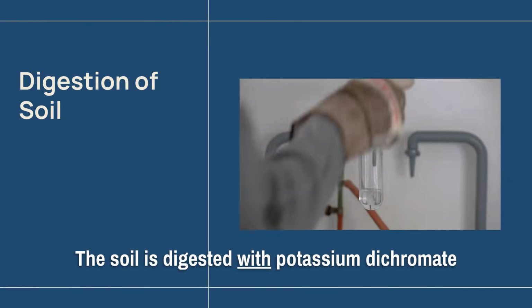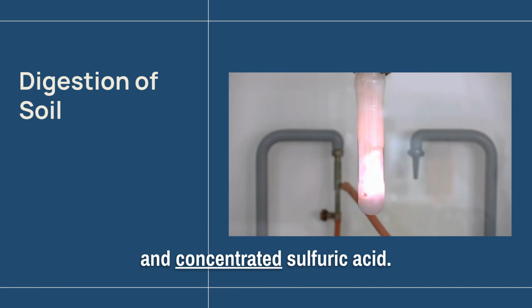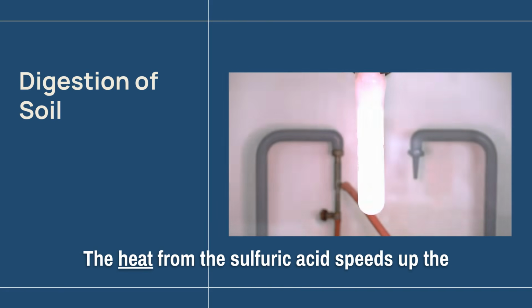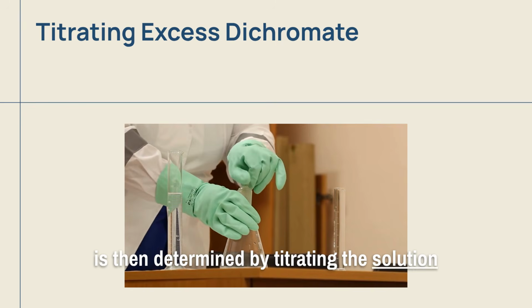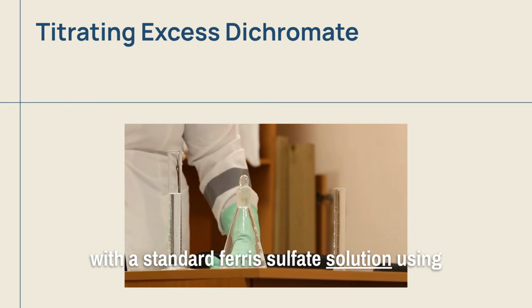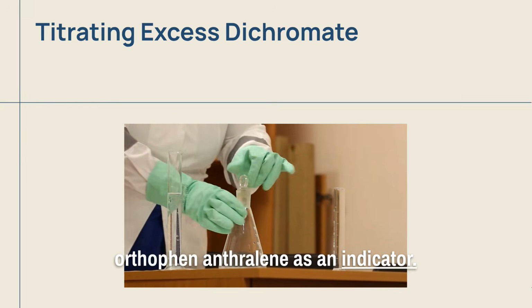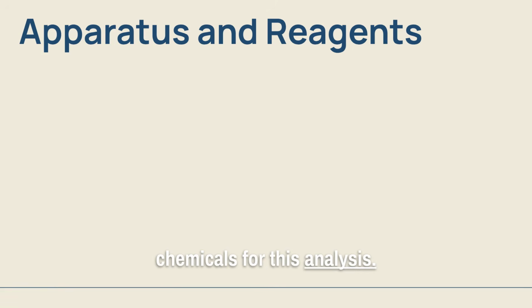The soil is digested with potassium dichromate and concentrated sulfuric acid. The heat from the sulfuric acid speeds up the oxidation of organic matter. The amount of excess unreduced dichromate is then determined by titrating the solution with a standard ferrous sulfate solution, using orthophenanthroline as an indicator. Now let's look at the necessary equipment and chemicals for this analysis.